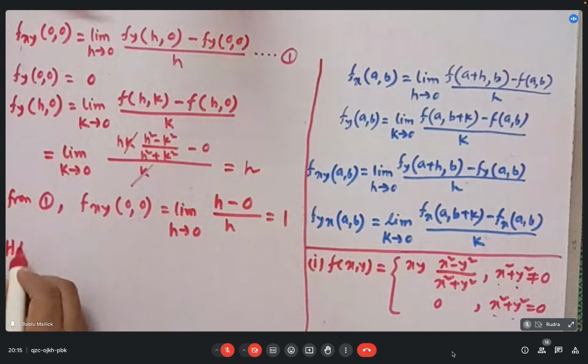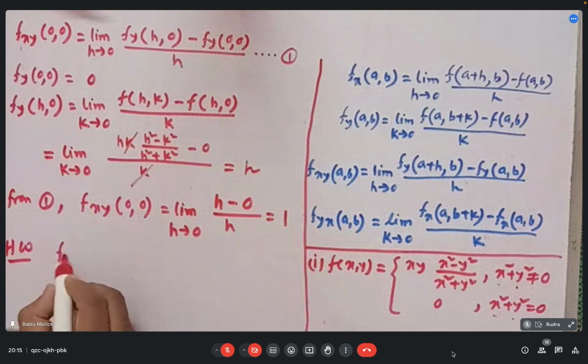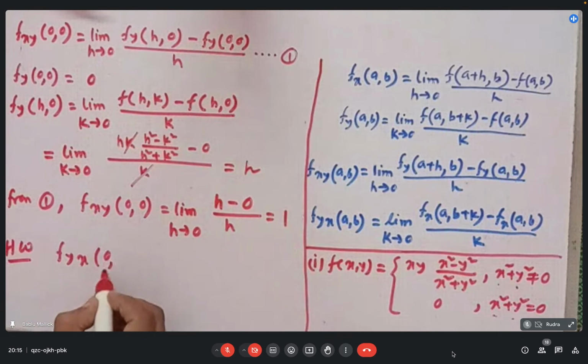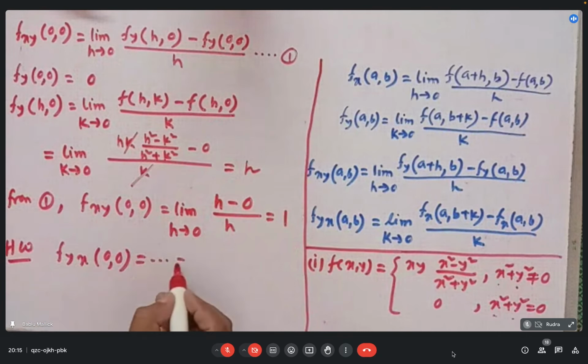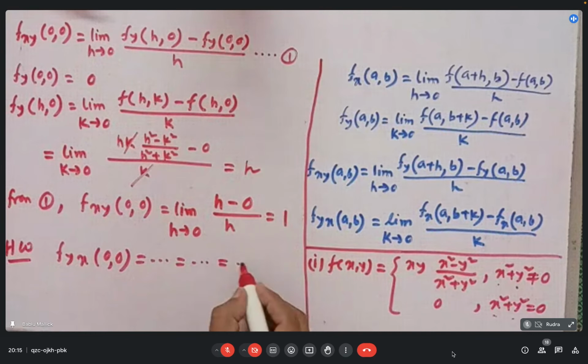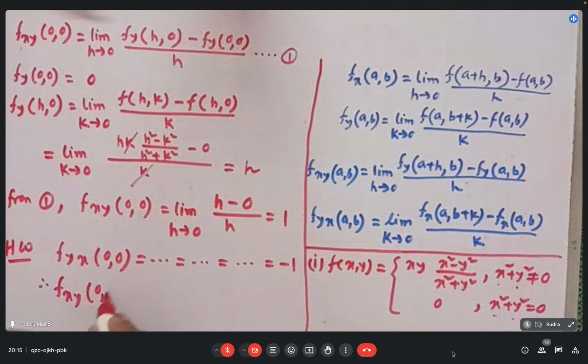Your homework: you will calculate f yx at 0 0, and this value will be equal to -1. Therefore, f xy at 0 0 is not equal to f yx at 0 0. Next, we shall do another sum.